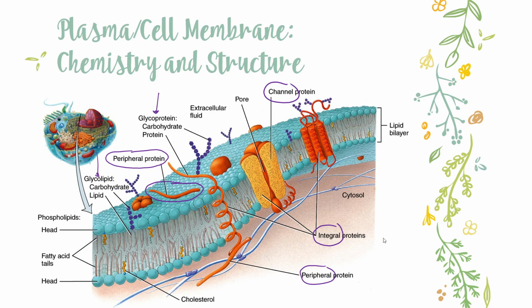So what are the roles of glycoproteins and glycolipids? They are for cell-to-cell recognition. What do we mean by cell-to-cell recognition? Meaning, kids, they can act as markers for identifying different cell types. And this is actually very crucial.